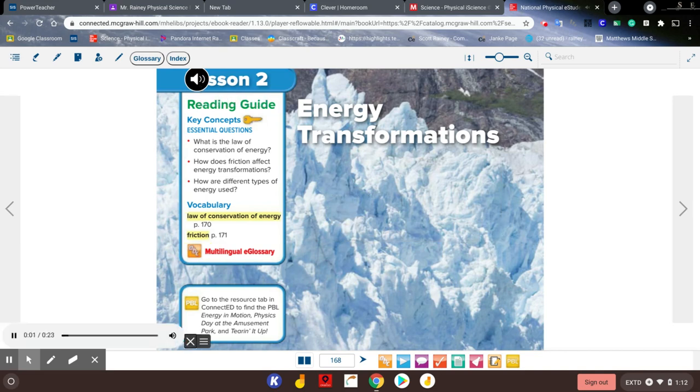Lesson 2. Energy Transformations. Reading Guide. Key Concepts. What is the law of conservation of energy? How does friction affect energy transformations? How are different types of energy used?